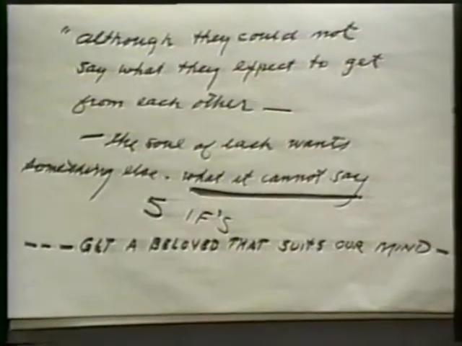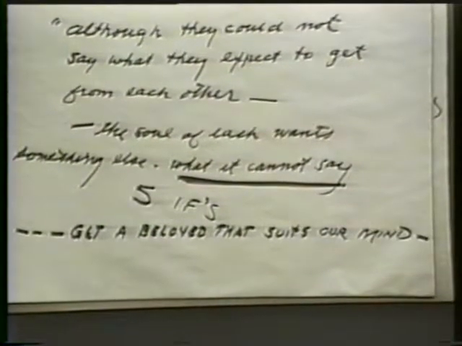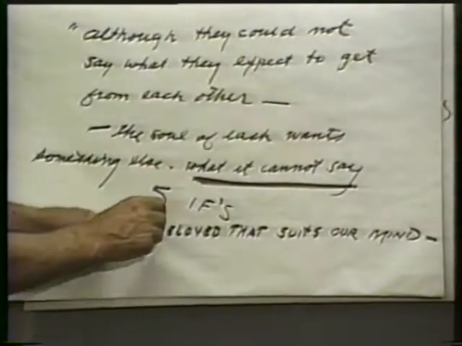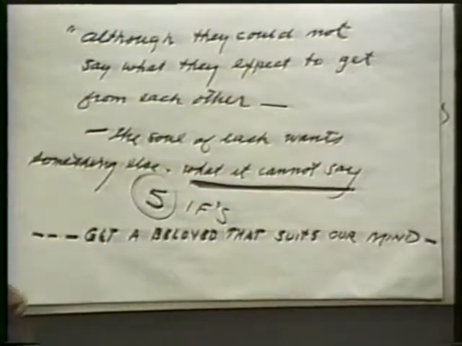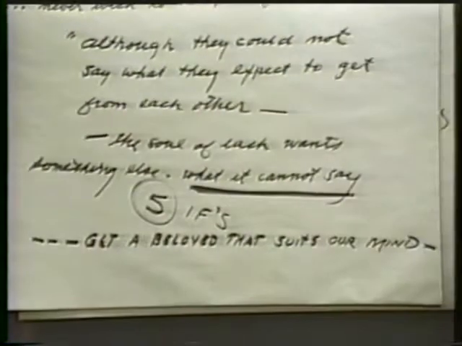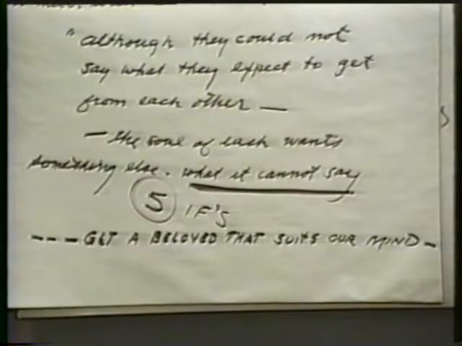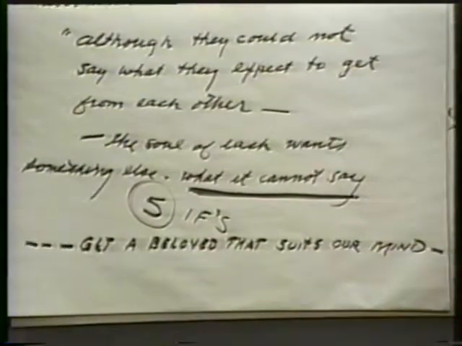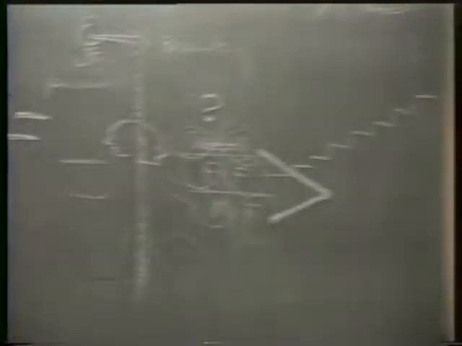And this, of course, is when he brings in Hephaestus, and this is what I call the dialogue of the five ifs. One after the other. They kind of follow one another like cascading water, one after the other, bringing this to a conclusion. Plato plainly: the soul of each wants something else. What it cannot say, but it divines and riddles what it wants. And as they lie together, suppose Hephaestus were to stand beside them with his tools and ask, hey, what do you want from each other? None.